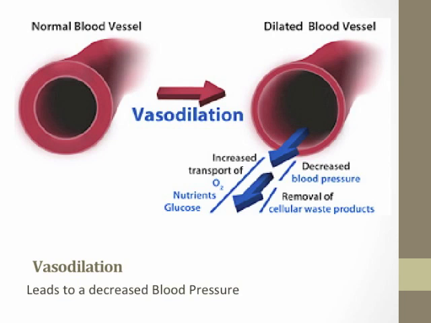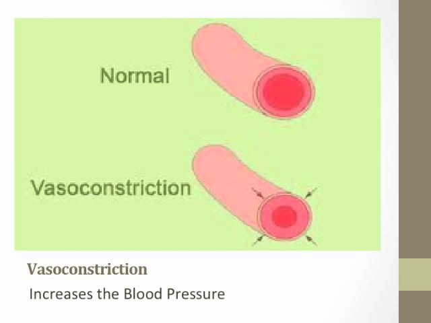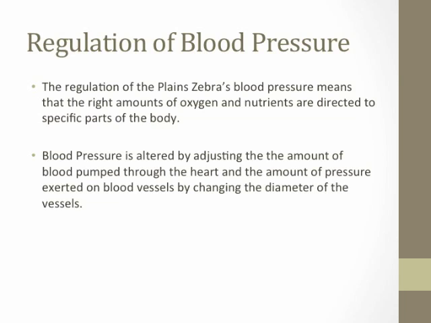Vasoconstriction results from the increased contraction of the circular smooth muscle in the wall of the arteriole. As diameter of the lumen in the arteriole decreases, the flow of blood through the vessel is restricted. Blood pressure increases due to the fact that the diameter of the vessel is smaller and therefore blood force against the artery wall is greater. The purpose of the regulation of blood pressure to the plain zebra is to direct the right amounts of oxygen and nutrients to specific parts of the body to give it the energy it needs to live.